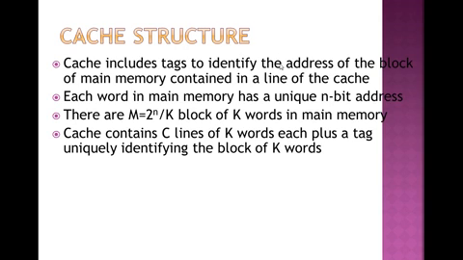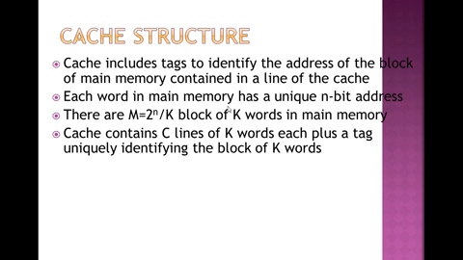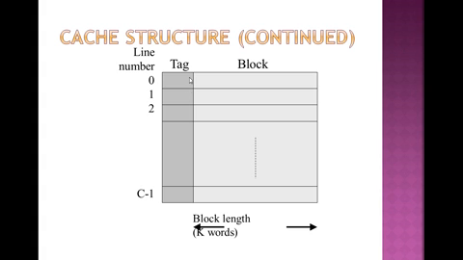So this is the cache structure, that is, the internal structure of the cache, or how the cache works. This is your cache structure in a pictorial representation. This is your tag. This is your line number from 0, 1 to C-1. There is a tag and there is a block. The tag is used to identify the address of the block of the main memory. This is the block length, that is your K words.